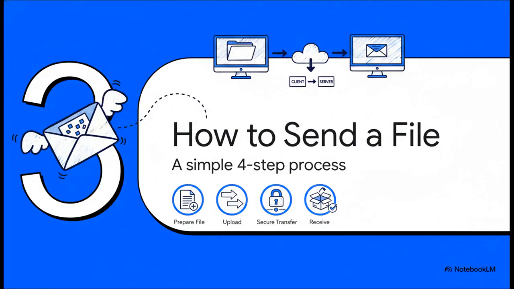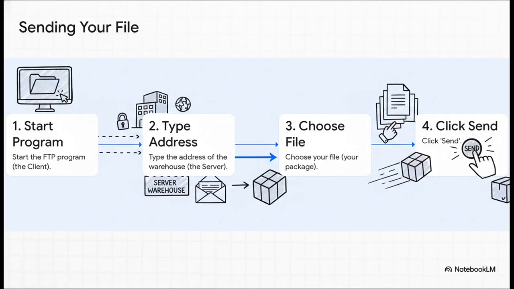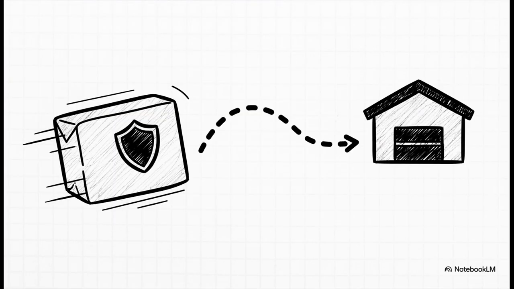So how do you actually use this thing to send a file? You might be surprised. It's a really simple process. Let's just walk through the 4 basic steps to get your digital package out the door. All right, step 1, you start the FTP program on your computer. That's your mail clerk, the client. Step 2, you type in the address of the server, just like you'd write an address on a package for the warehouse. 3, you pick the exact file you want to send. And finally, you click send. And really, that's all there is to it. Your digital package is now officially on its way, zipping through the internet following all the rules of FTP, headed straight for its destination, that big digital warehouse, the server.